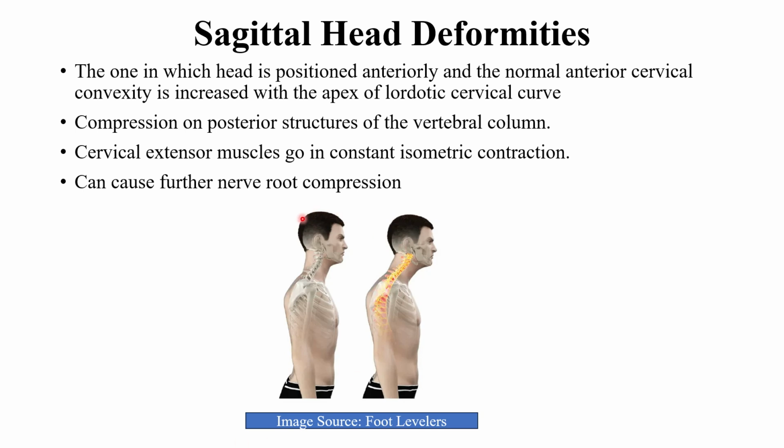Normally, the head should be positioned in neutral position. However, sometimes when the line of gravity goes more anteriorly as compared to normal, there can be an anteriorly placed head that is called the forward head. Here, the extensor muscles of the cervical spine have to undergo constant contraction, thereby leading to further strain on the extensor muscles, and it also comes with compression of the posterior structures of the vertebral column because of that constant cervical extensor activity.